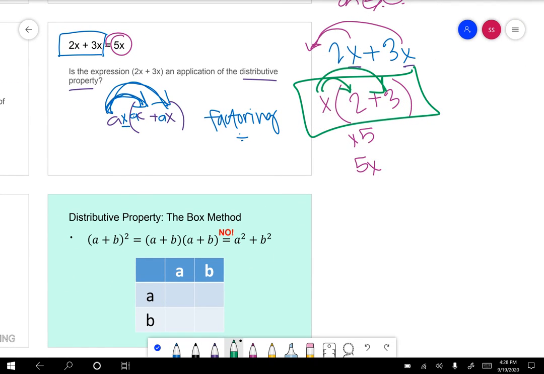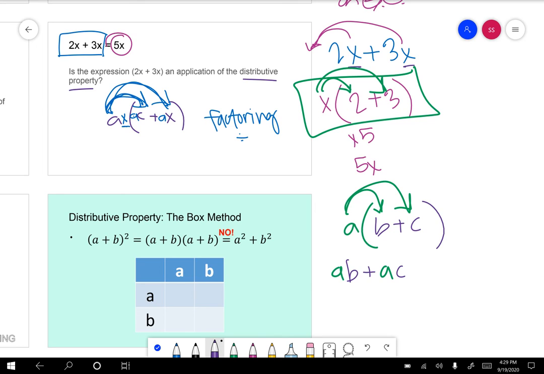Again, I kind of went over a brief explanation where if we have something outside parentheses and something inside parentheses, basically we're taking whatever's outside and multiplying it by everything inside. Okay, so this would end up being a times b plus a times c. Hopefully that rings a bell from the last couple of years.